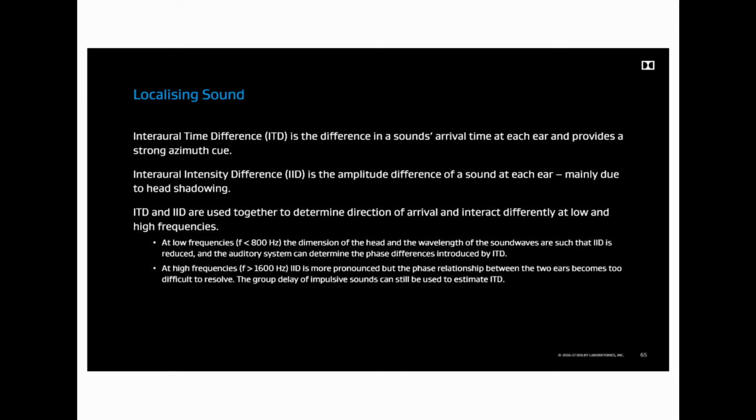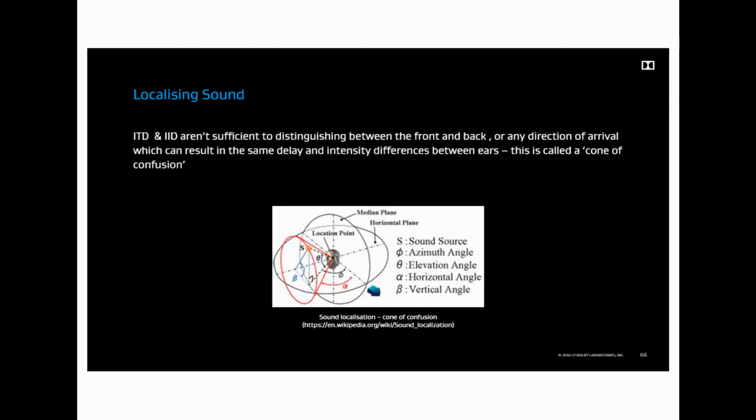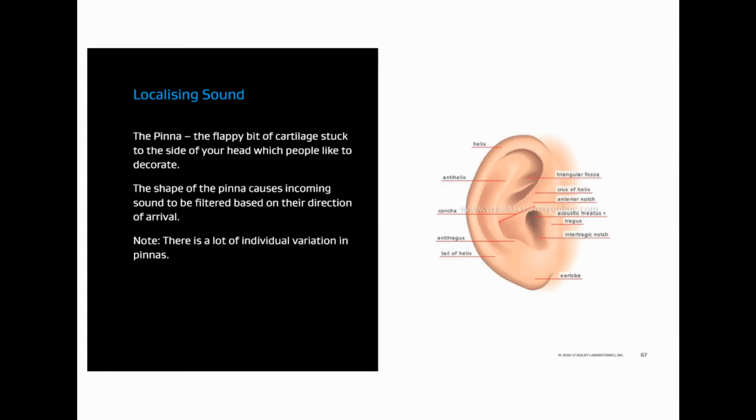However, if we just use those two measures between your two ears, it's not quite enough for you to figure out where the sound's coming from. You have this cone of confusion where it's ambiguous from your ear's perspective of where the sound is coming from. We call this a cone of confusion. So other things are at play. The pinna, in other words, your ear, causes sound to do different things as it enters into your ear canal. And there's quite a lot of variation between people on this, as you can imagine.